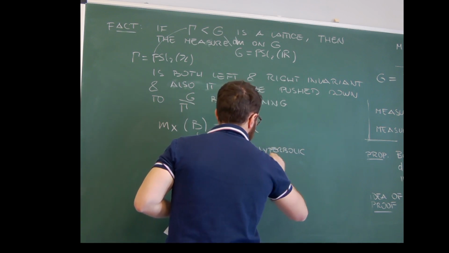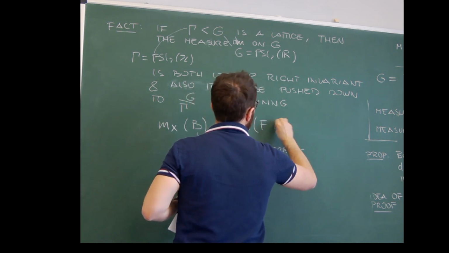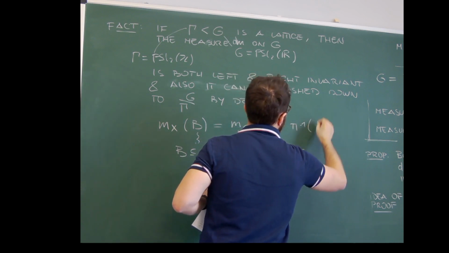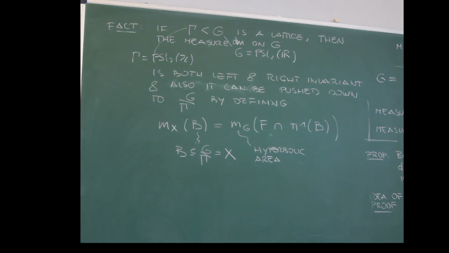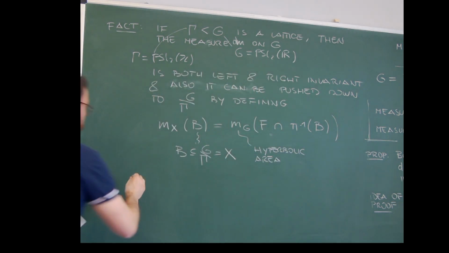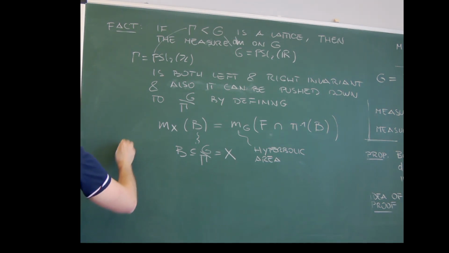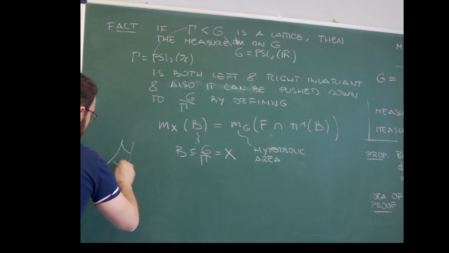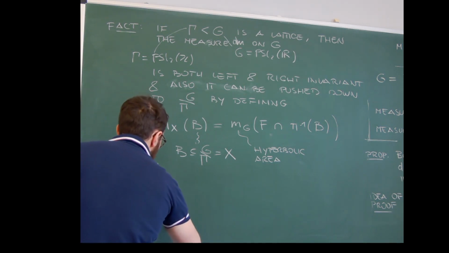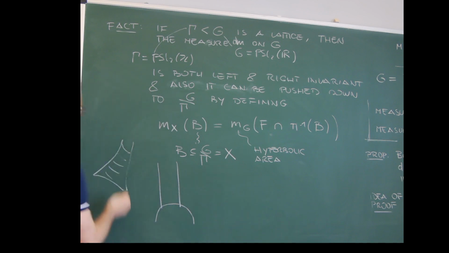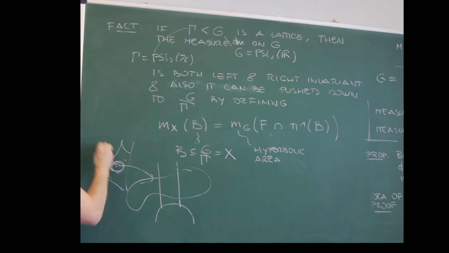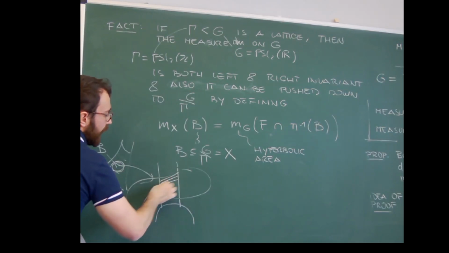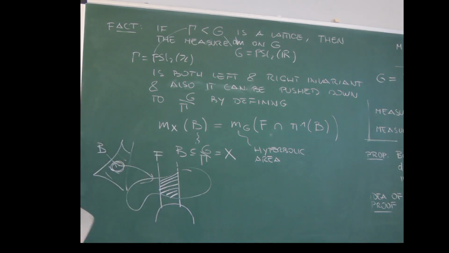area, as the measure of the intersection with the fundamental domain of the pre-image through the projection of the set B. Okay, so if you want to see the picture, you have the quotient, here you have your fundamental domain, you pick a set here, through the projection it will go into something here, and the measure of your set B is just the hyperbolic area of this set here. Does it make sense? Good.